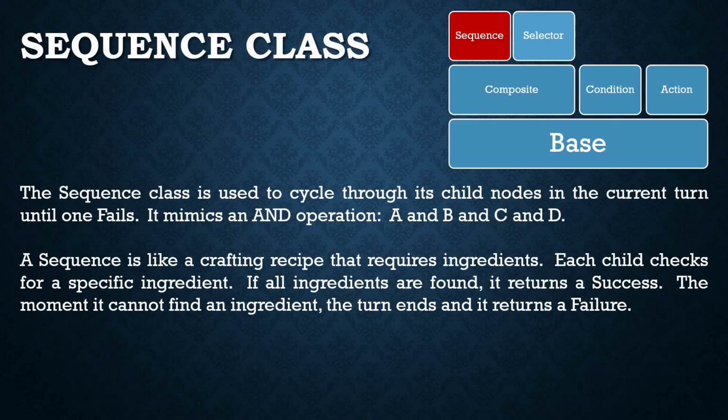So you can think of a sequence like a crafting recipe that requires ingredients. You can't make something unless you have all of the ingredients. So each child is like checking for a specific ingredient. If all ingredients are found, it returns a success. You're able to make the item. If you do not have a specific ingredient required, then you don't make the item, and so the process ends. And that's what happens with a sequence node. The moment it cannot find an ingredient, the turn ends and it returns a fail.